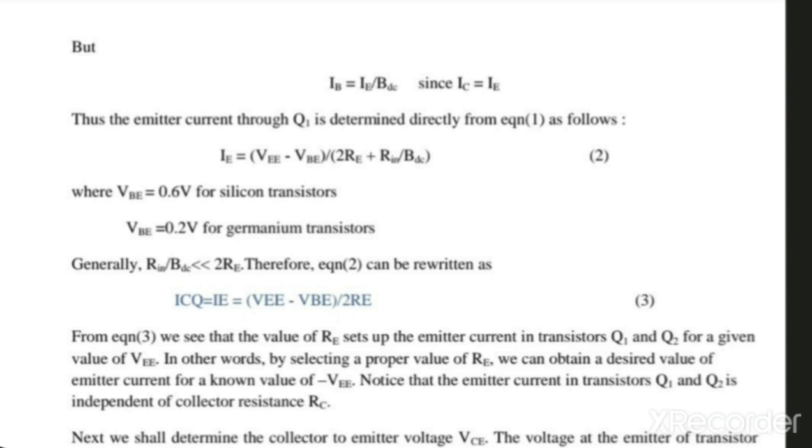This is equation 3. From equation 3, we can see that the value of RE sets up the emitter current in transistors Q1 and Q2 for a given value of VEE. In other words, by selecting a proper value of RE, we can obtain a desired value of emitter current for a known value of minus VEE. This emitter current in transistors Q1 and Q2 is independent of collector resistance RC.